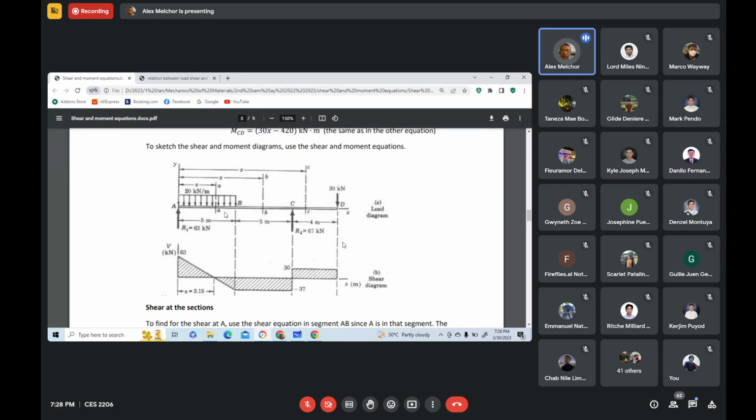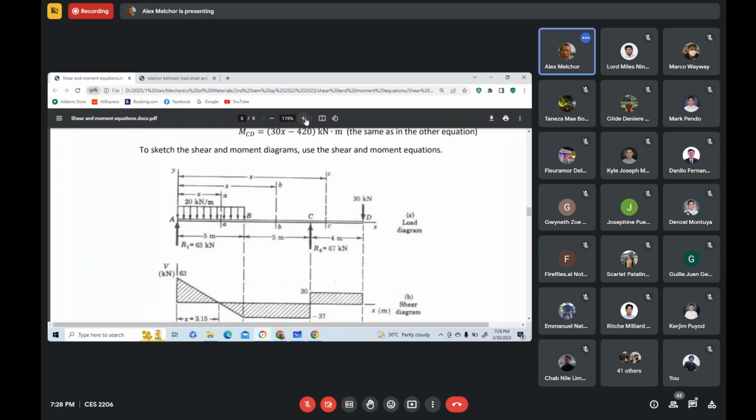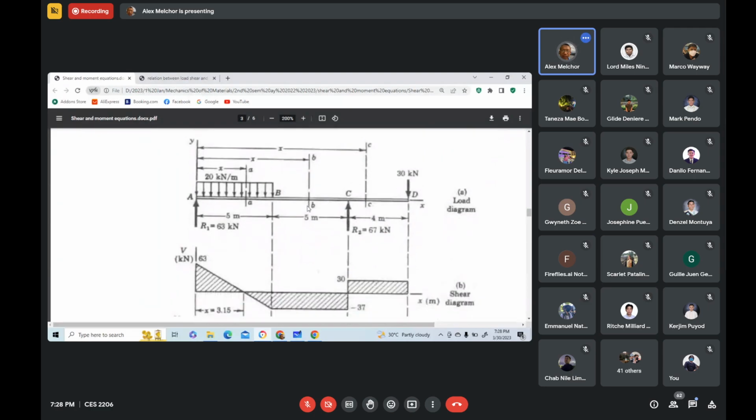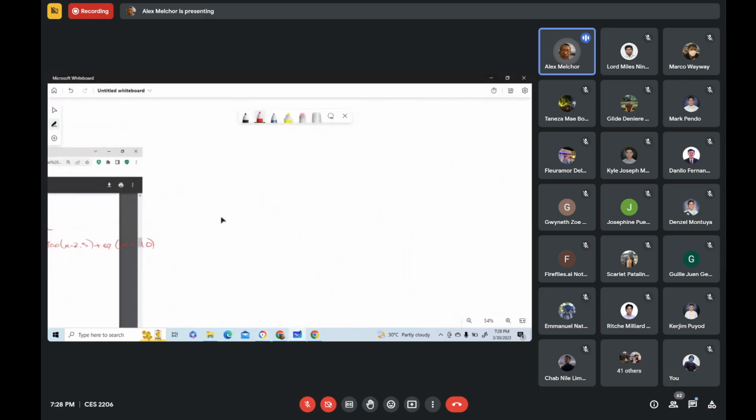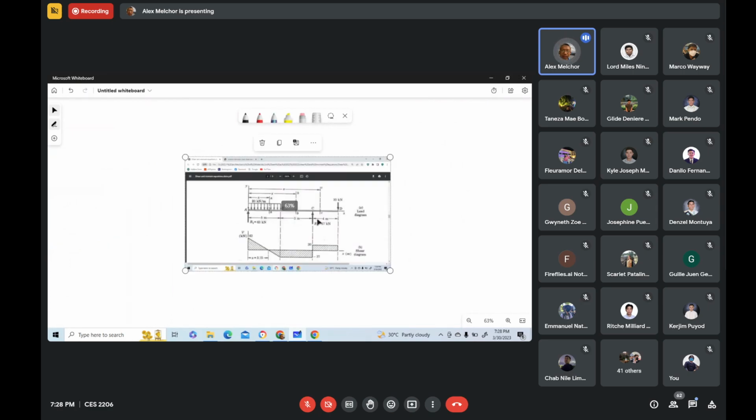So now we proceed to sketching the shear and moment diagrams. Going to make this bigger. Going to print screen, and again, I'm going to paste this on the whiteboard.